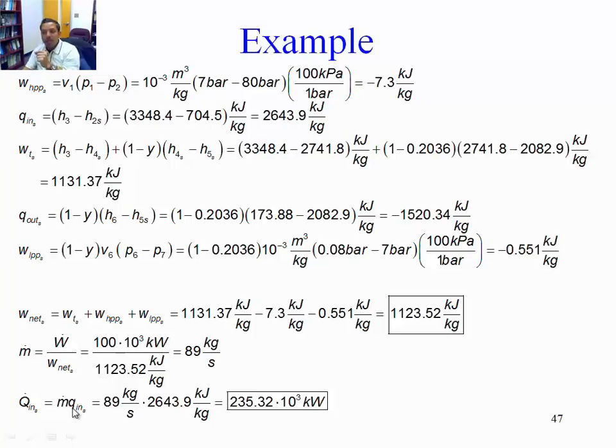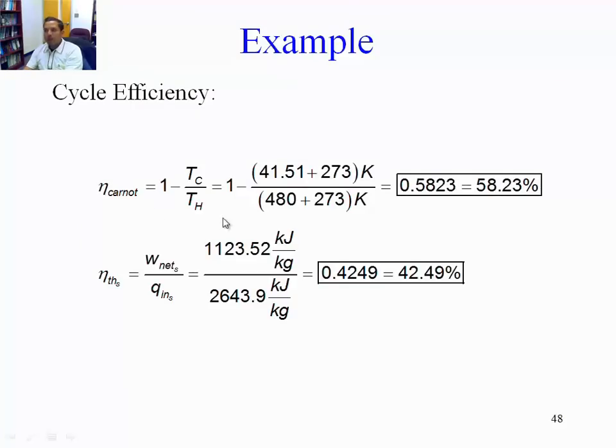The investment in fuel of that mass flow rate times the Q in, in specific form 2,643, is 235.32 megawatts. So we produce the same amount of power, but we require less heat. So this is less fuel that needs to be burned in order to increase the energy of the water in the boiler.